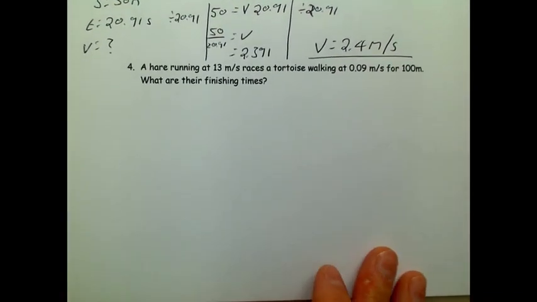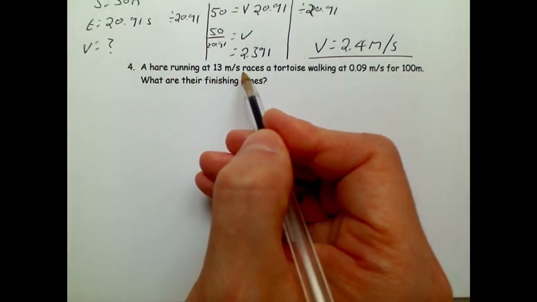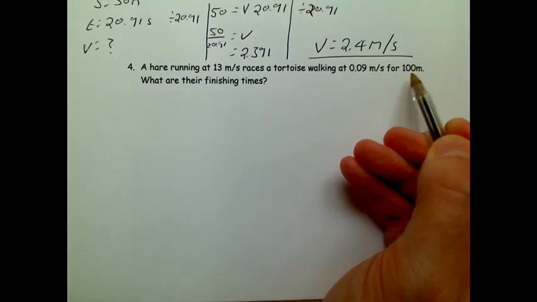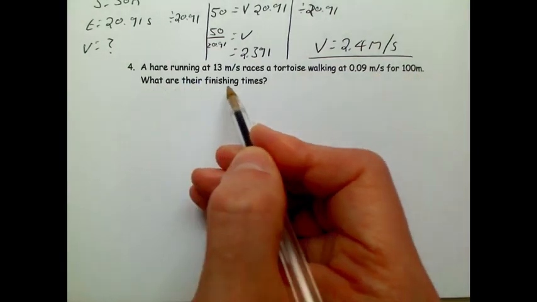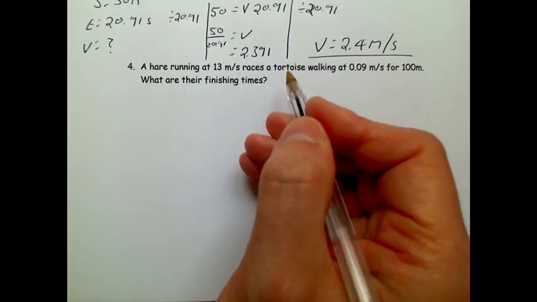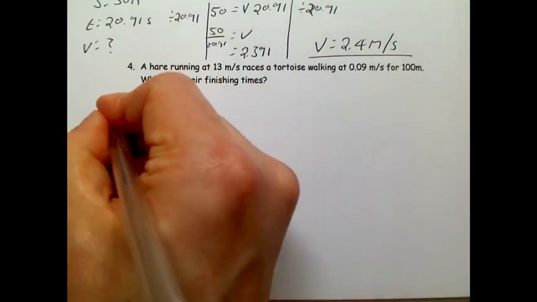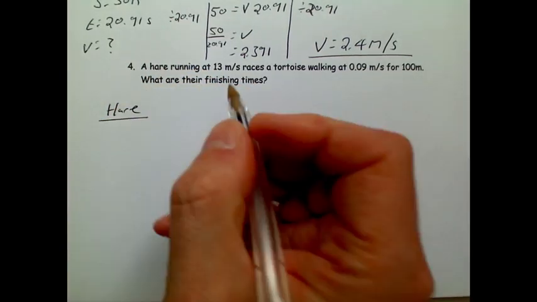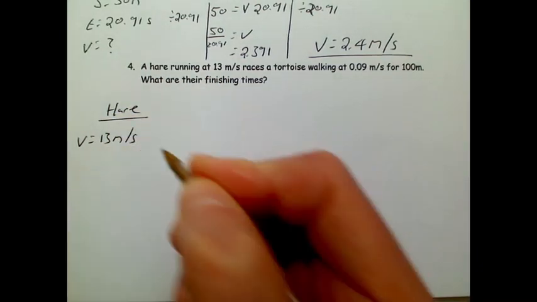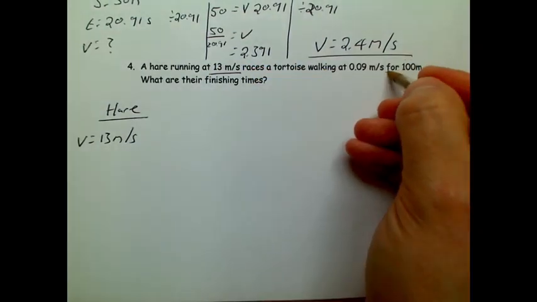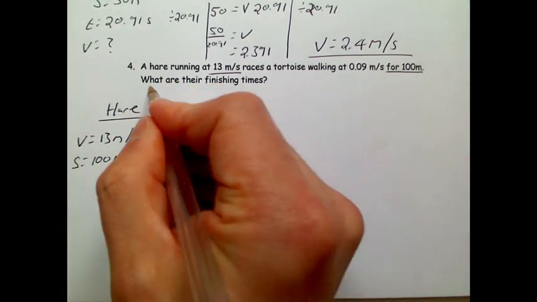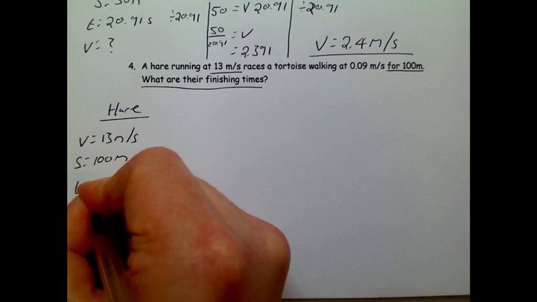And then finally, question 4. A hare running at 13 meters per second races a tortoise walking at 0.09 meters per second for 100 meters. What are their finishing times? So I've got to do the calculation twice, once for the hare, once for the tortoise. So I'll start with the hare. The hare running at 13 meters per second, V is 13 meters per second. For 100 meters, so my distance is 100 meters, and the finishing times. What are their finishing times? So T is what I'm being asked to work out.